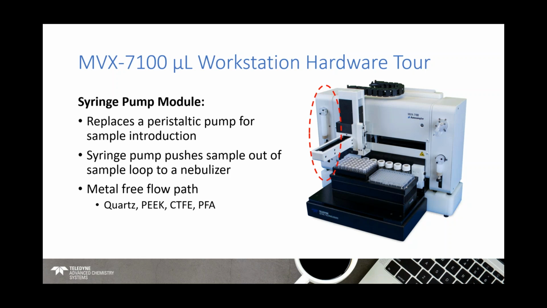So the analyst, the operator who's operating this automation and an ICP-MS will have an introduction flow rate in mind. It might be anything from down to the 5 microliter per minute level up to something more like 500 microliters per minute. That will have been determined, and this pump will push the sample at that flow rate to the nebulizer. Again, like the other side, it's an entirely metal-free flow path.